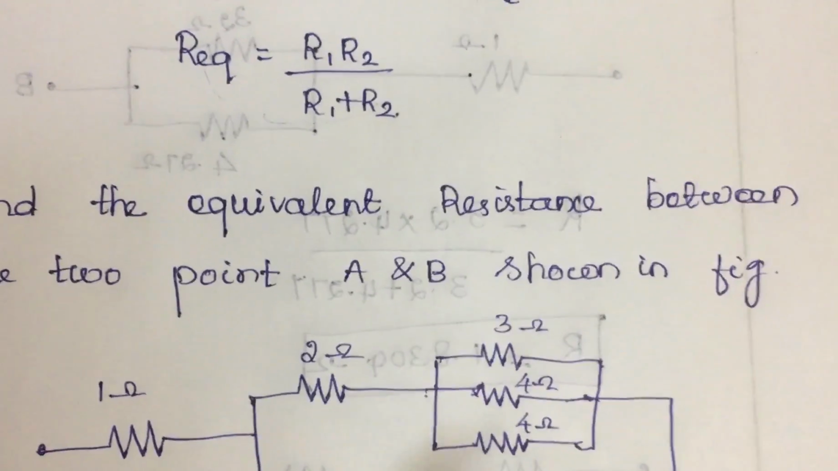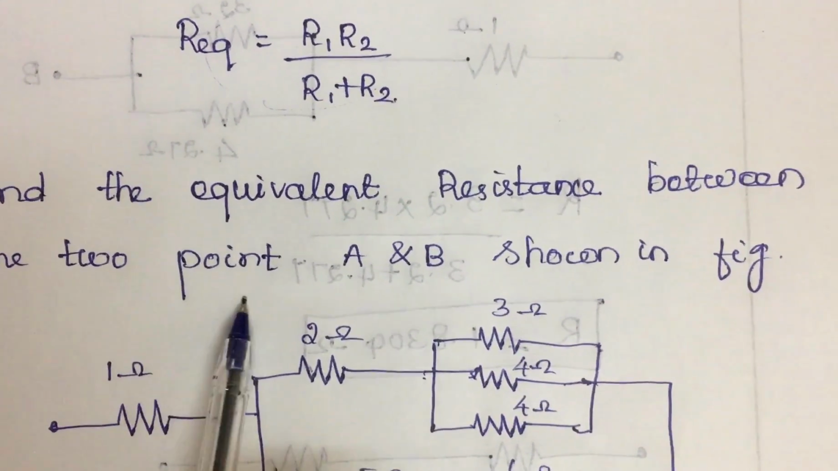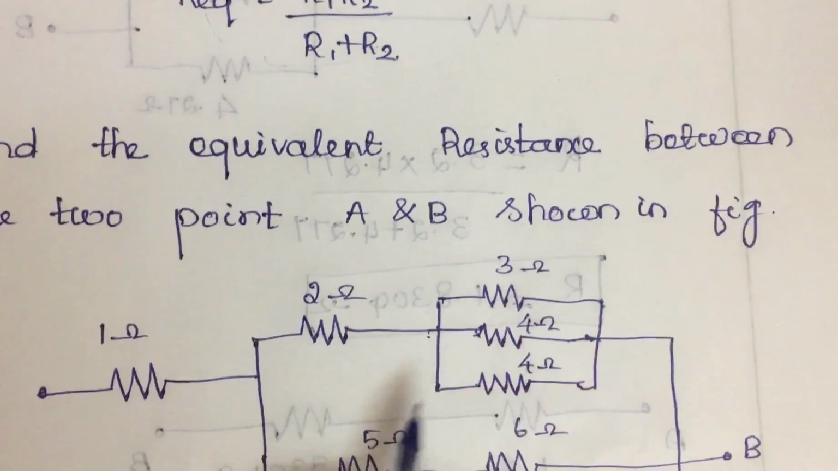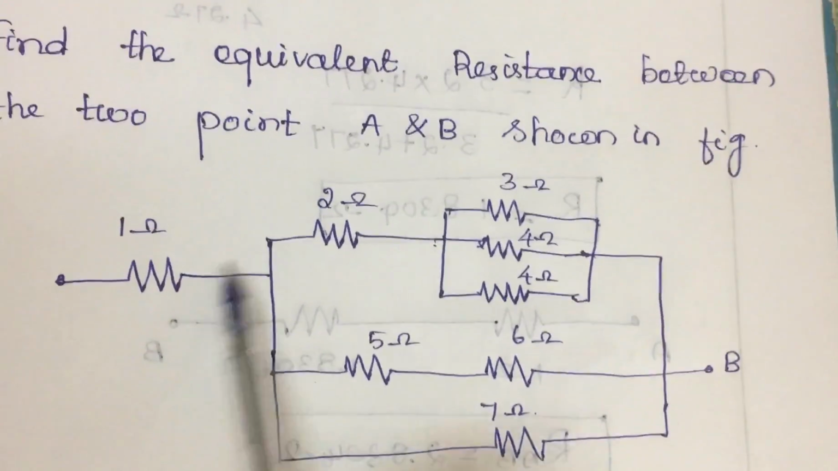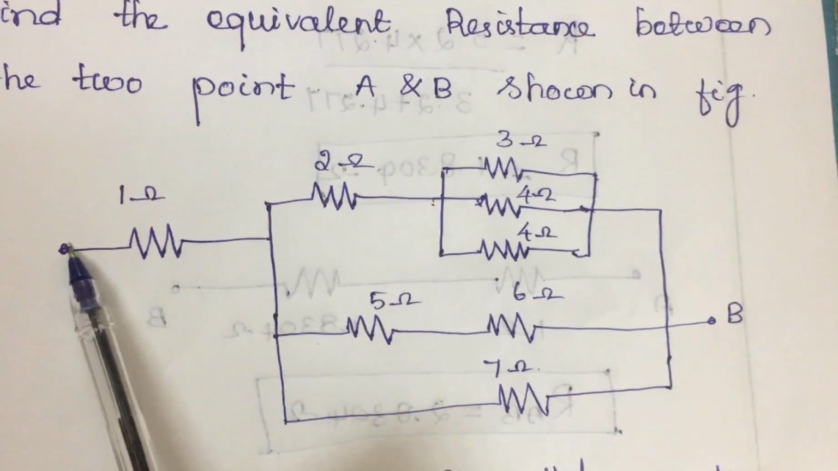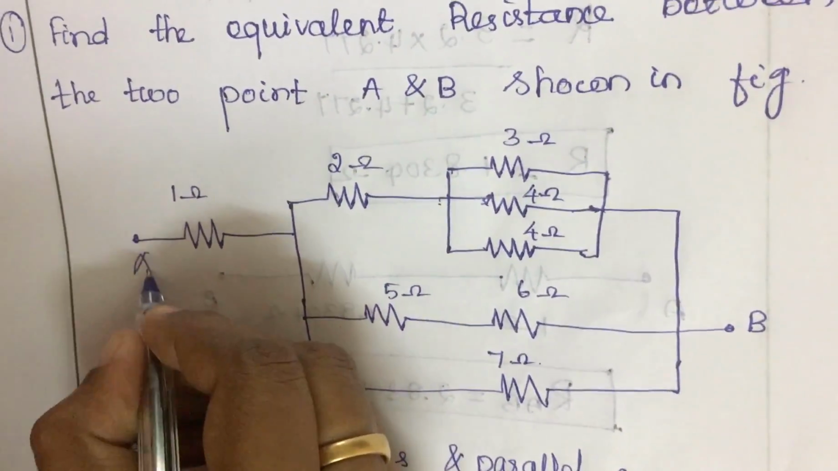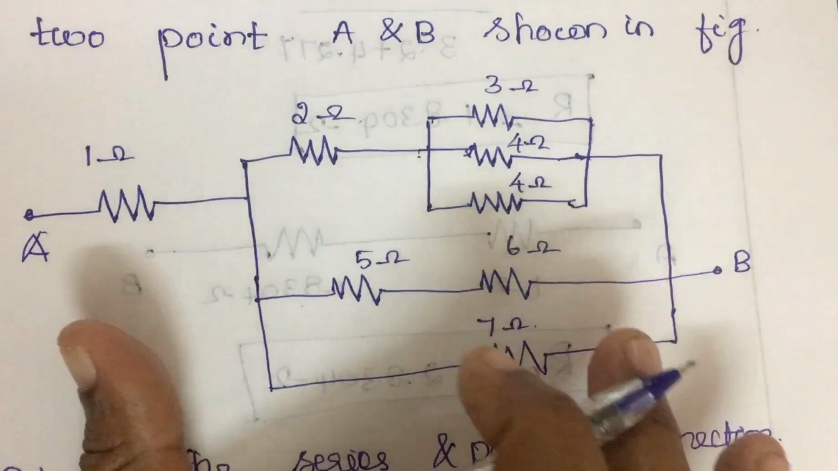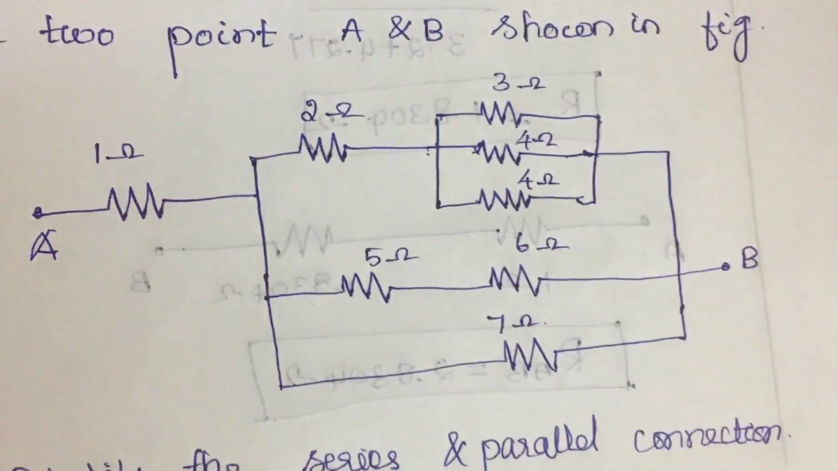So find the equivalent resistance between the 2 points A and B shown in figure. So they have given the circuit, this one. So here it is the point A and this is the point B. You want to find the equivalent resistance between these 2 points.